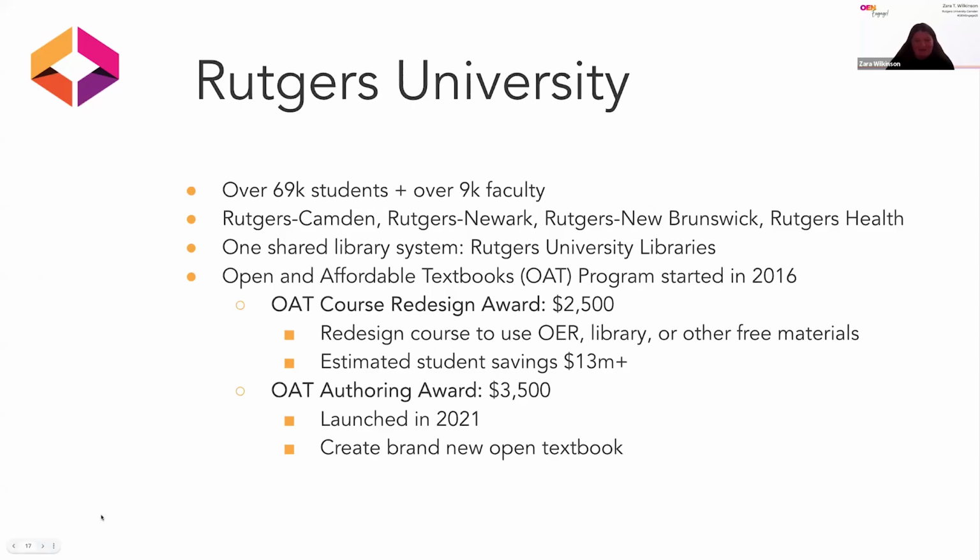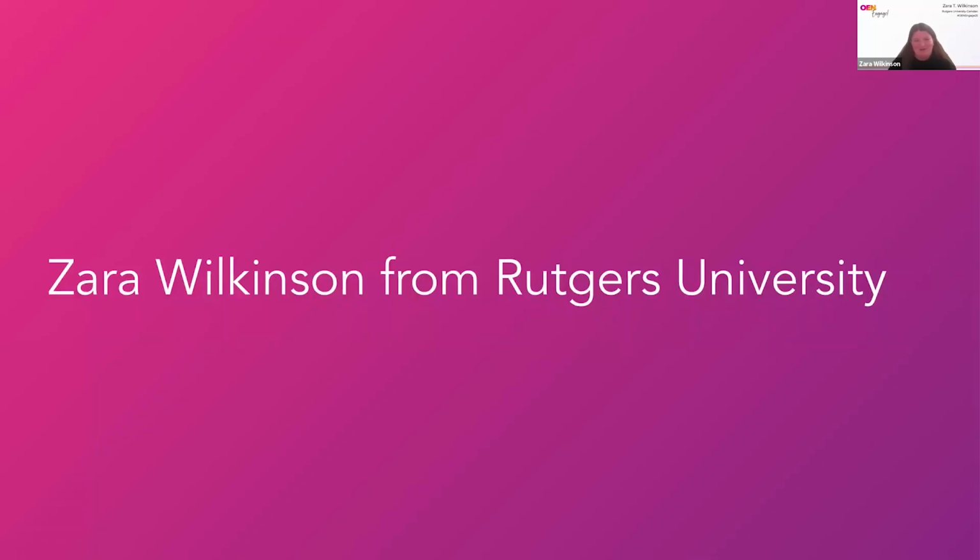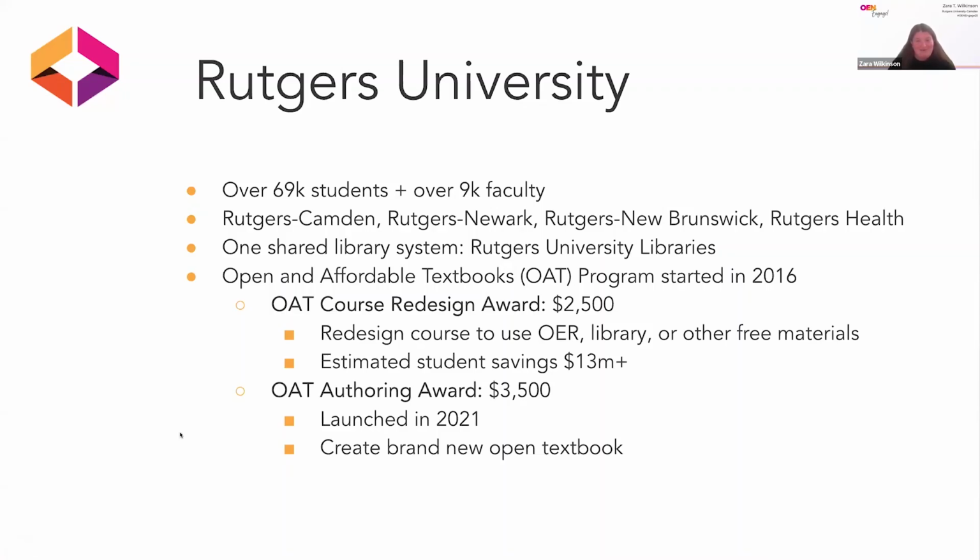So I wanted to start with some background about Rutgers really quickly. Rutgers is a really large public university in New Jersey. Across the entire university, we have almost 70,000 students and almost 10,000 full and part-time faculty. So when I talk about Rutgers, I'm talking about something just really huge.